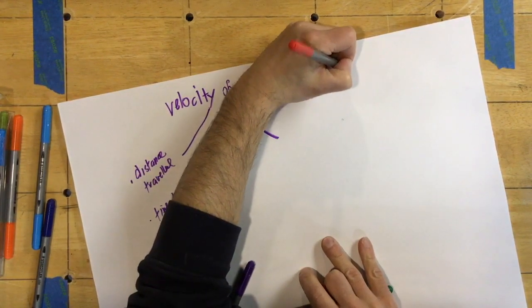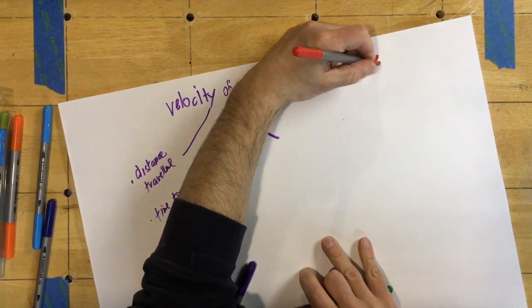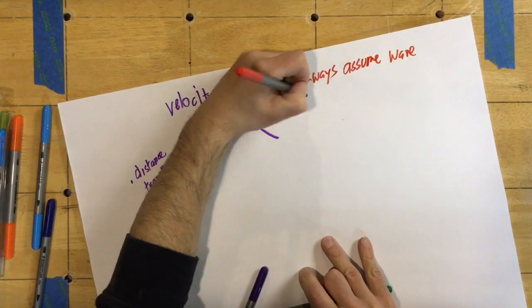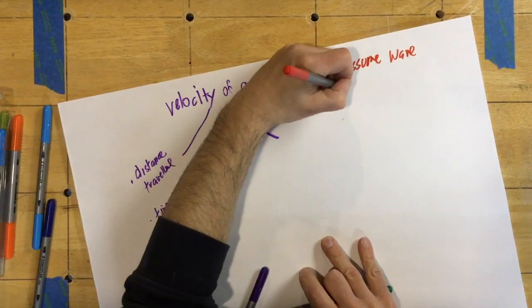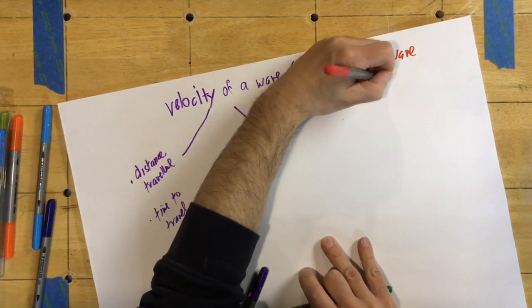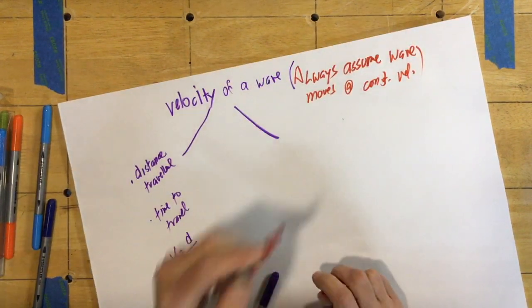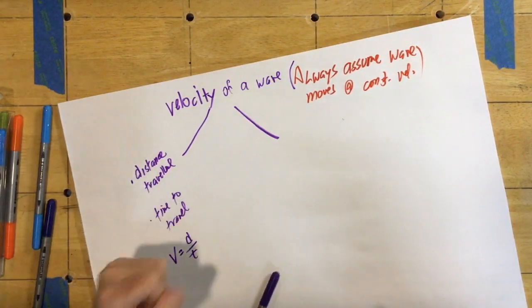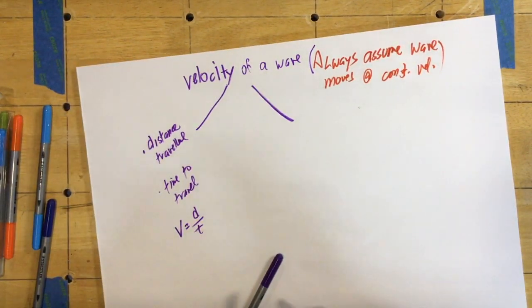Always assume the wave moves at a constant velocity. Does not accelerate. So if you got the distance divided by the time, you can figure it out that way.